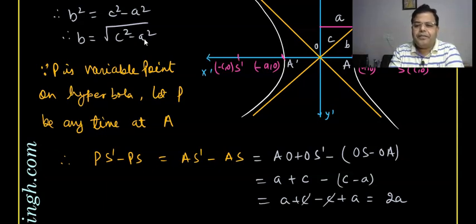So this is what you can check for any other point as well, but this is convenient, so I can take point at A. Similarly, you can take it at point A dash and check it, but there is no need. It is always 2A. So the difference of distances from the two foci of any variable point on the hyperbola is always equal to 2A. So I hope you got it.